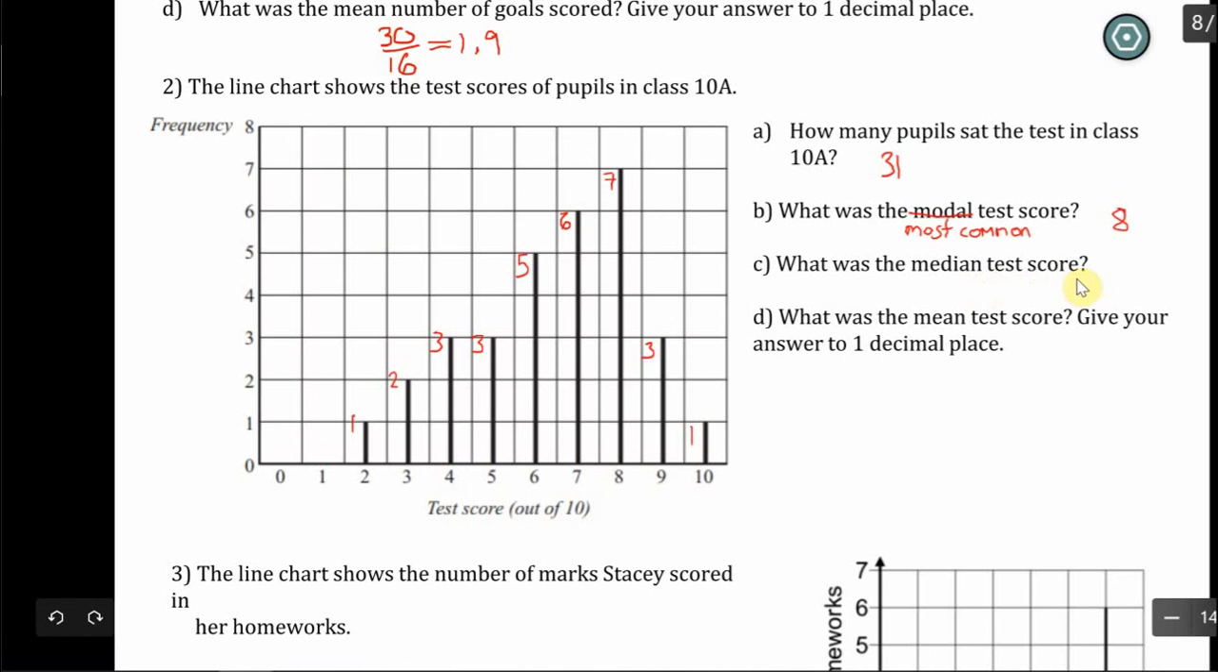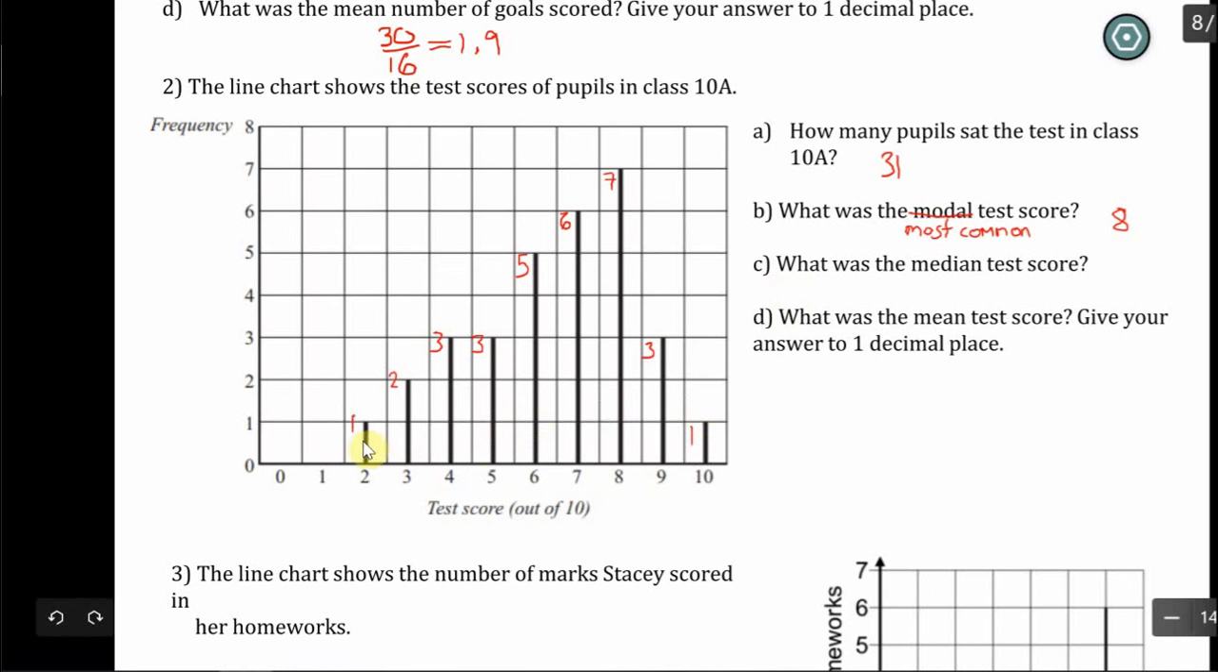What was the median test score? So we need to find the middle person. There are 31 people. Now, that's pretty close to 30. If I halve 30, I would get 15. However, 2 groups of 15 people would only be 30 people, not 31. So the middle person is going to be the 16th person. They're going to have 15 people to their left and 15 people to their right. They're in the middle.